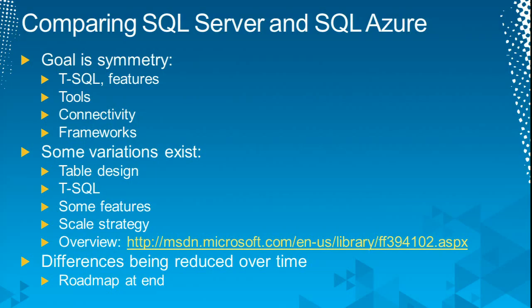And once again, there's some features that aren't there yet, and we'll talk about those features on the next slide. Scale strategy is a little bit different as well. With the cloud, we don't have the ability to just throw bigger and bigger machines at different workloads. So with the cloud, you really need to think about employing a scale-out strategy versus a scale-up strategy. All the differences and the overview can be found at the following link.